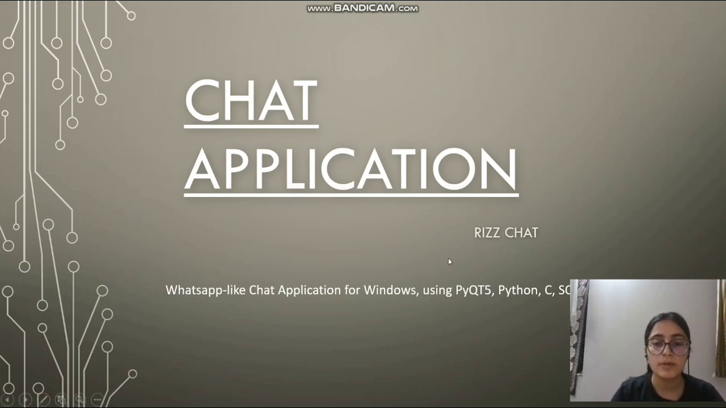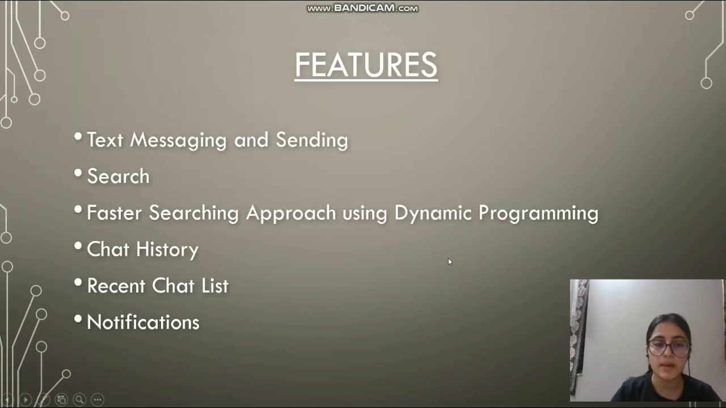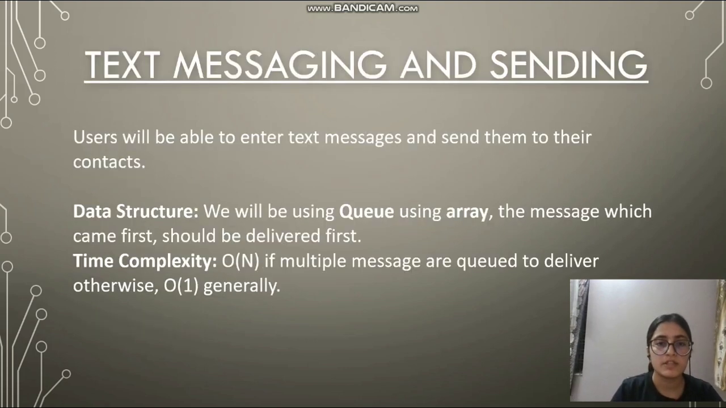The features of this application are text messaging and sending, searching, a faster searching approach using dynamic programming, chat history, recent chat list, and notifications. Now, I will briefly explain each feature. The first one is text messaging and sending. In this, the user will be able to enter text messages and send them to their contact.